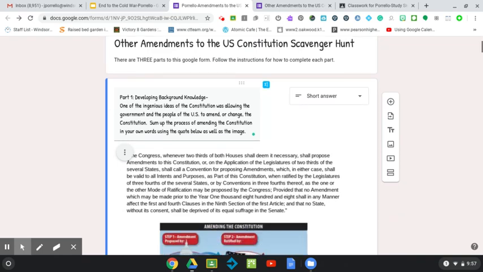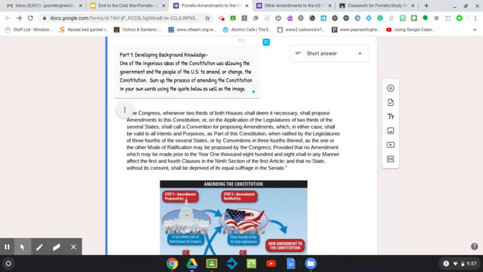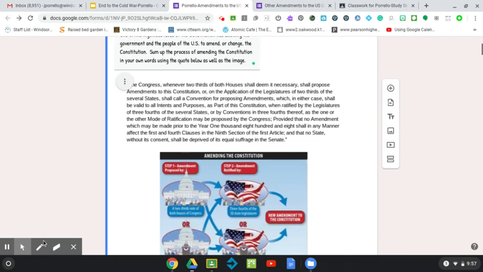So part one, you're going to be looking at how the Constitution tells the government this is how you will amend or change the Constitution. So what I'd like you to do, and it says it right here, is I want you to sum up that process. If you're not familiar with the process, this is the actual quote from the Constitution. I'll read it to you quickly, and I'll highlight some of the big important points here.